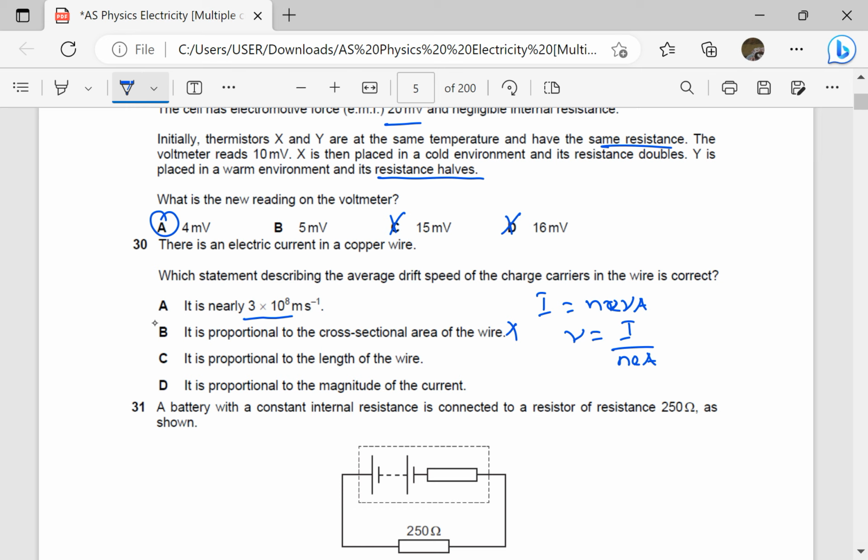It is proportional to the length of the wire. Resistance is directly proportional to length, and resistance is inversely proportional to the current. So they are saying it is proportional to the length. No, that is not true. It is instead inversely proportional. It is proportional to the magnitude of the current. That is true, since v is equal to I over nAe. So the answer is most likely going to be D.